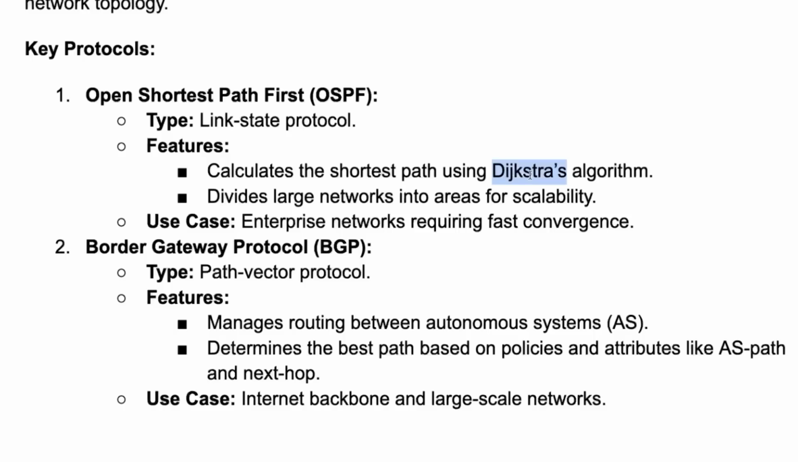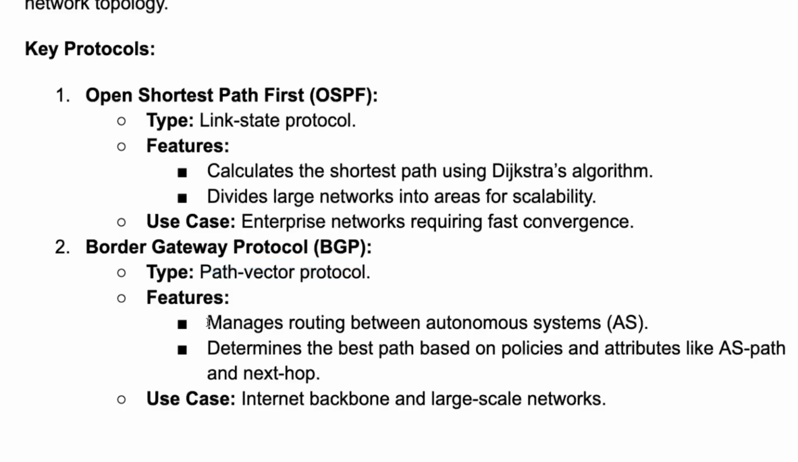This algorithm, the pronunciation I'm probably going to murder, but you can't not recognize that. Once you see that, you will know that this has to do with the Open Shortest Path First. So OSPF, Open Shortest Path First, is the protocol. It's a link state protocol that calculates the shortest path using this specific algorithm, the Dijkstra algorithm. It divides large networks into smaller areas or segments for scalability, and the use case would be an enterprise network that requires fast convergence. Then we have the Border Gateway Protocol, which is a path vector protocol.